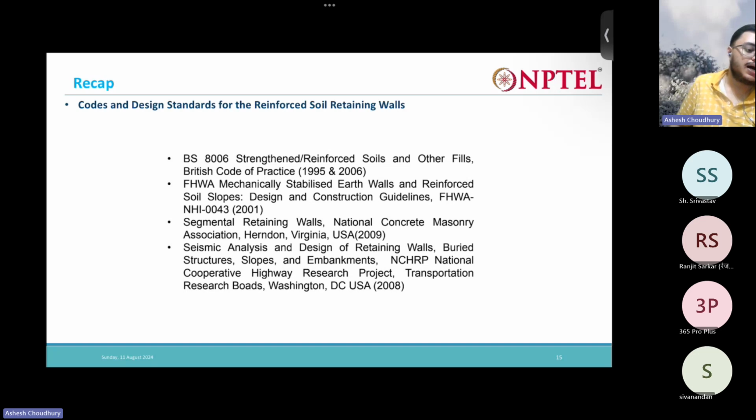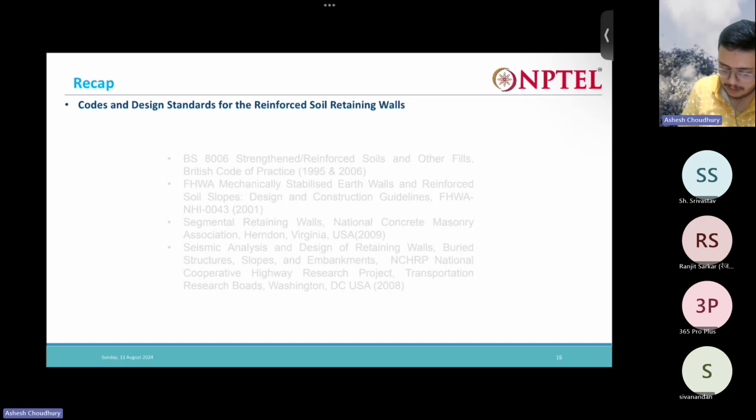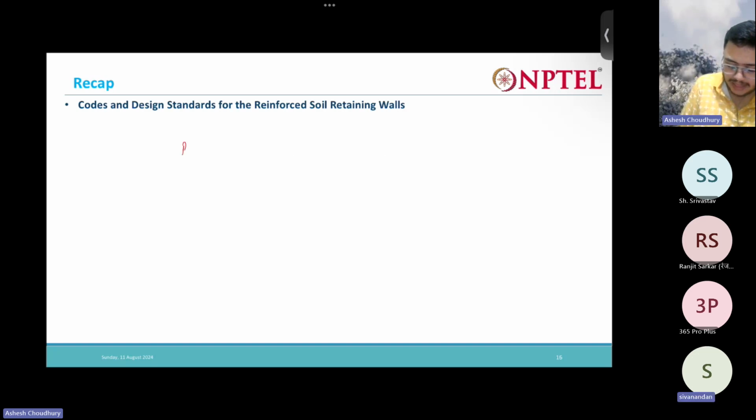Also, the BS code follows the limit state method, and our FHWA follows the lumped factor method. Then we have the vertical force. One of the main differences between the BS code and the FHWA is the vertical load.